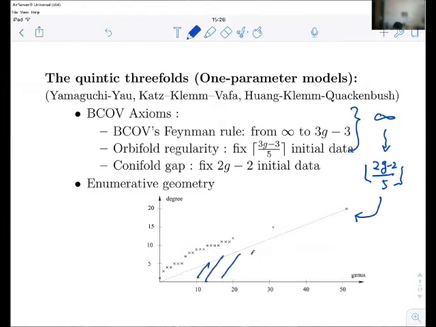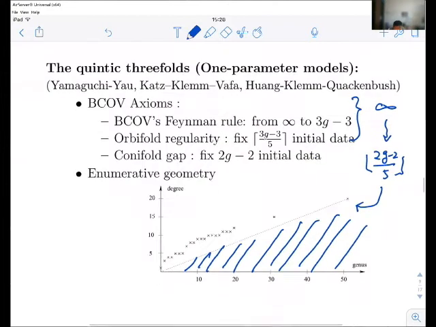So this part we don't know. This is the unknown. And then once we know this part, then we know all the numbers for each genus. And then what did the enumerative geometry tell us? The enumerative geometry tells us that there is a bound for each. Well, if you fix the genus, then you know some vanishing problem for the degree.